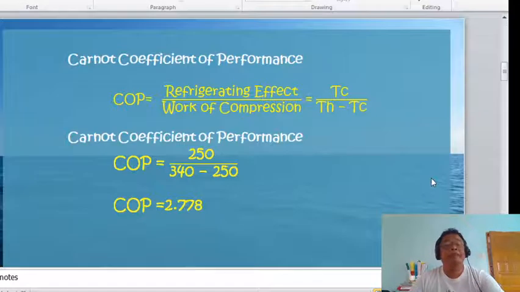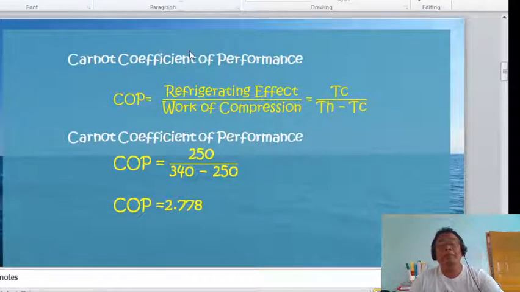So here is now, class, the definition. The Carnot cycle coefficient of performance is equivalent to the refrigerating effect divided by the work of compression. Actually, class, you can solve this using the temperature only. The derived equation in our previous presentation is that the refrigerating effect is equal to the change in entropy multiplied by the lower temperature or the cold temperature.